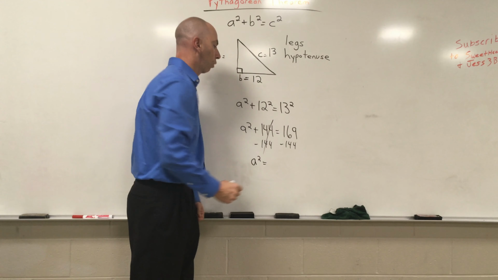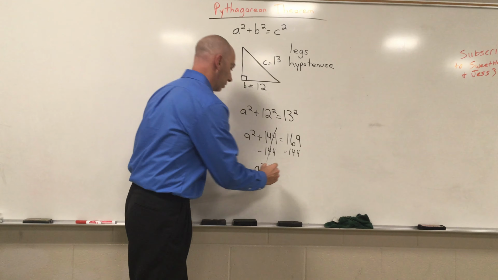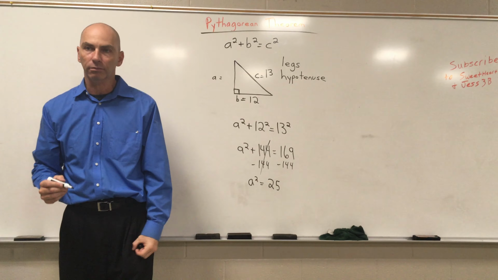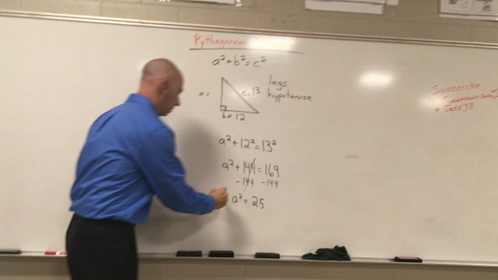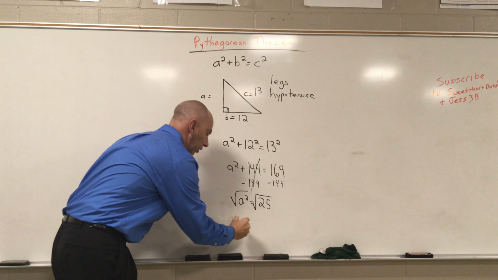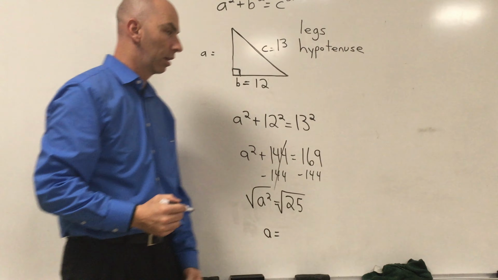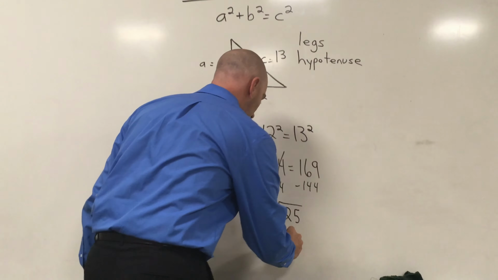A squared. What is 169 minus 144? 25. Now we've got to do the square root. So the square root of A squared is just A. And the square root of 25 is what? 5.